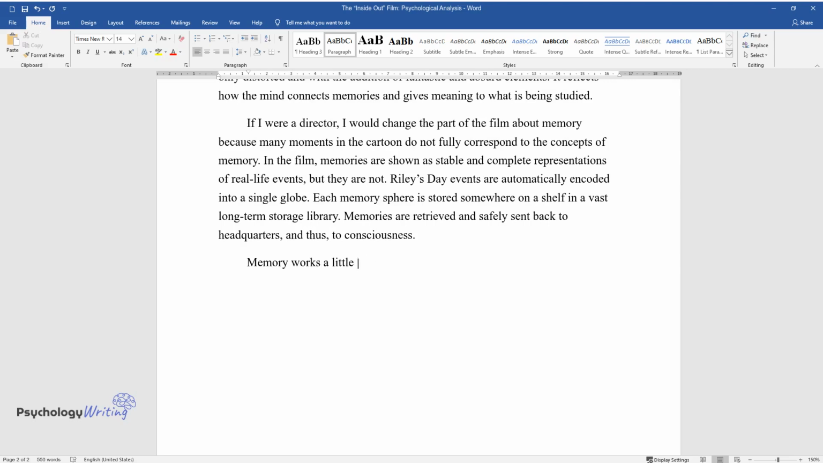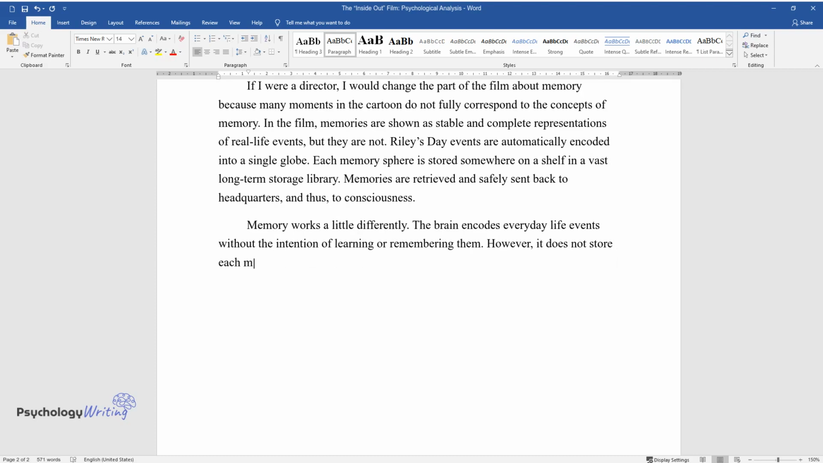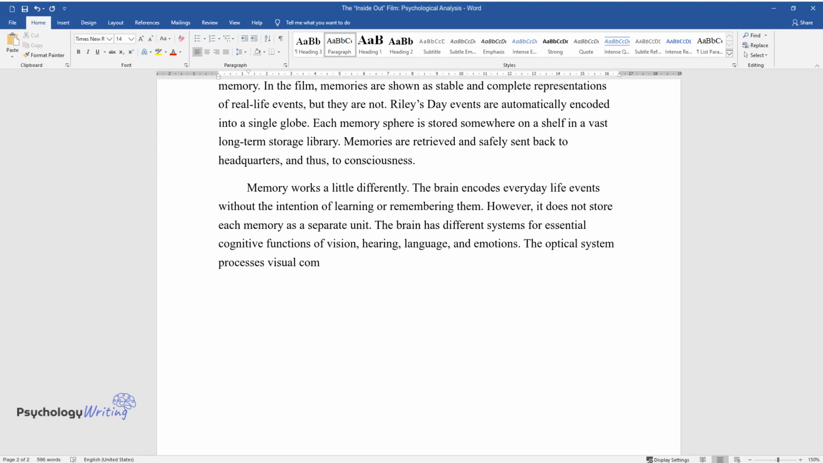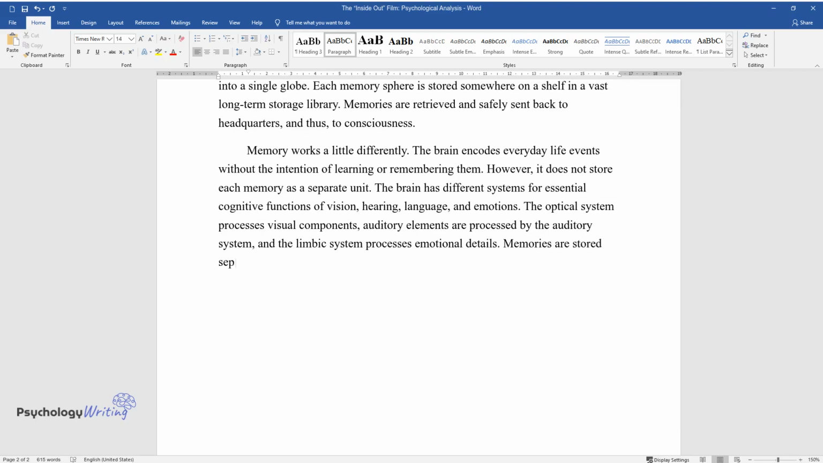Memory works a little differently. The brain encodes everyday life events without the intention of learning or remembering them. However, it does not store each memory as a separate unit. The brain has different systems for essential cognitive functions of vision, hearing, language, and emotions. The optical system processes visual components, auditory elements are processed by the auditory system, and the limbic system processes emotional details. Memories are stored separately throughout the brain.